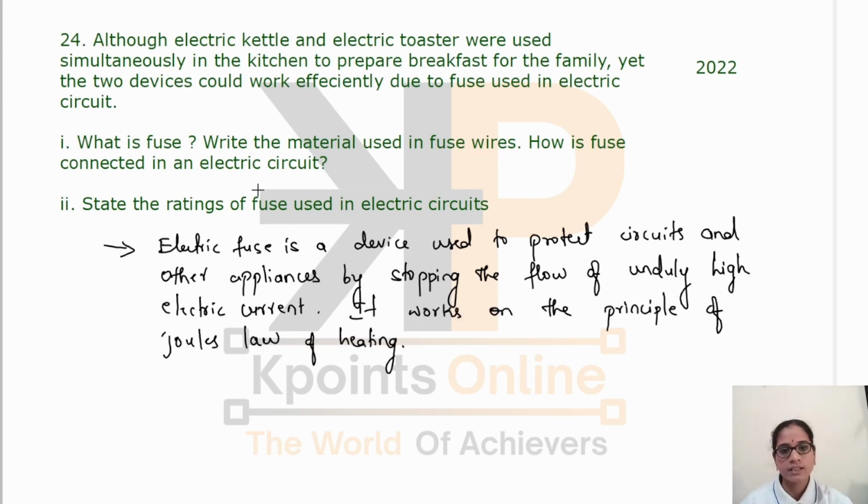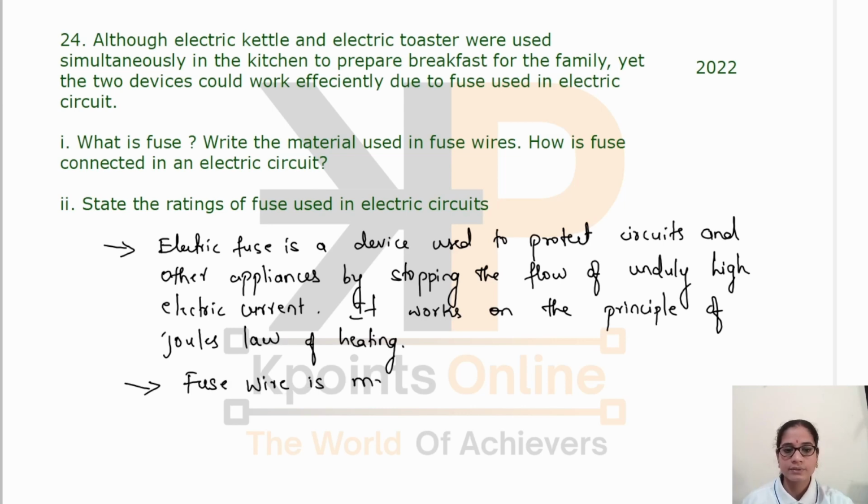Also, they have asked here, write the material used in fuse wires. How is fuse connected in an electric circuit? The material used in fuse wire is made up of either metal or an alloy consisting of metals like iron, lead, aluminium, copper. These alloys or metals which are used in fuse have the appropriate melting point. When more than specified amount of current flows through the fuse wire, it will get heated and because of that it will get melted.